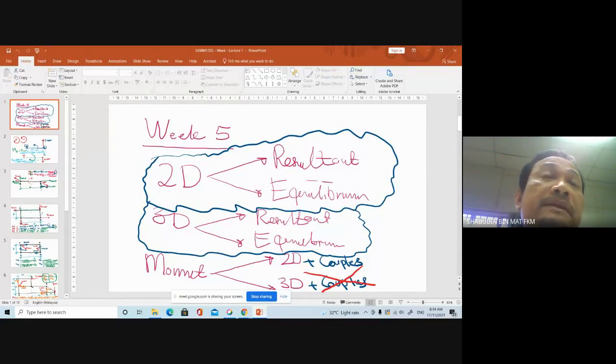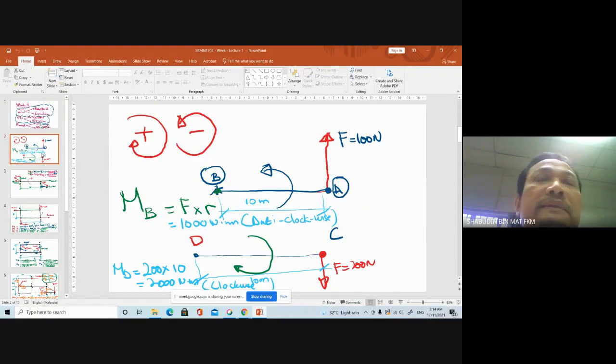multiplied by a perpendicular distance to that force. Perpendicular distance to that force. Okay, we moved on yesterday to the basic concepts of the calculation of moment. Why is it clockwise? Why is it anti-clockwise?